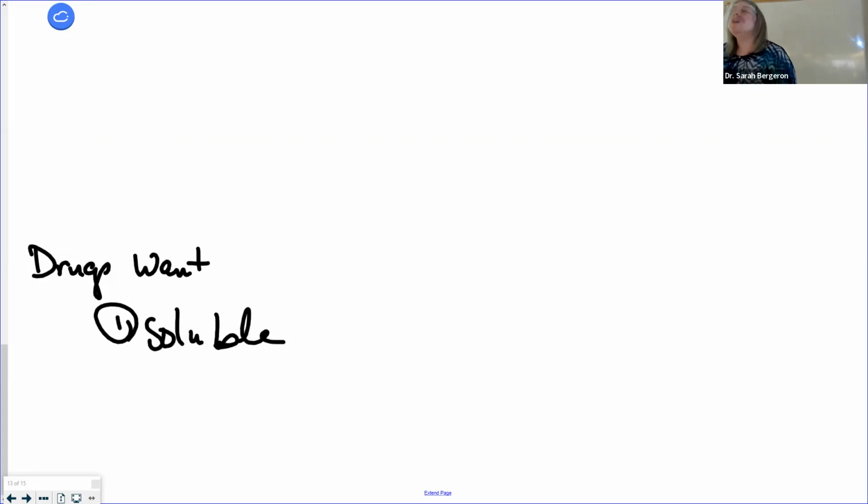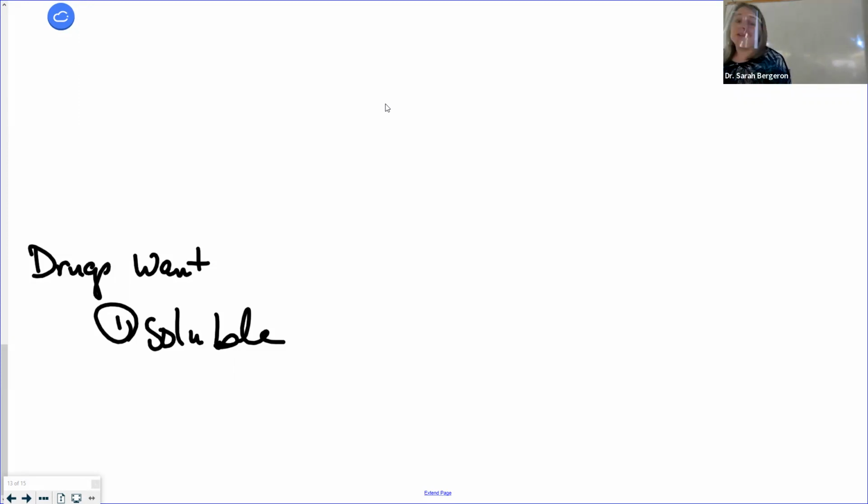U-B-L-E, soluble. So why do we want a drug to be soluble? What can we do if we have a drug that's soluble? We can take it as an oral medication. We could also put it into a syringe if it's soluble. If it's not soluble, you can't put it in a syringe and inject somebody with it. That's going to be not good. We want it to be soluble.